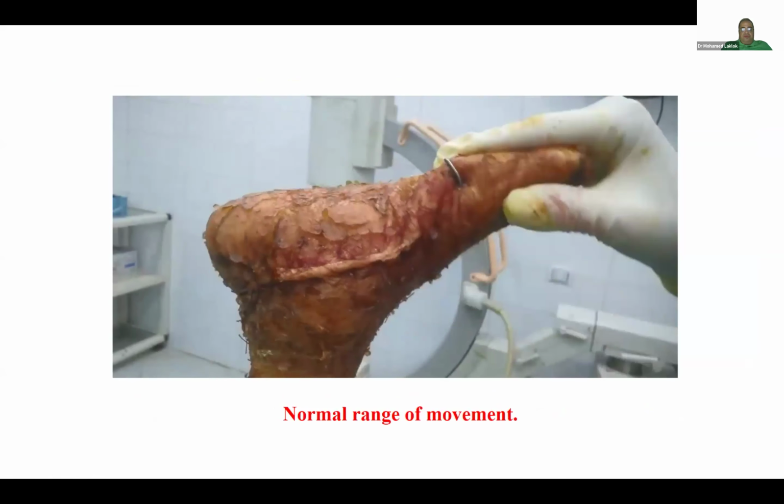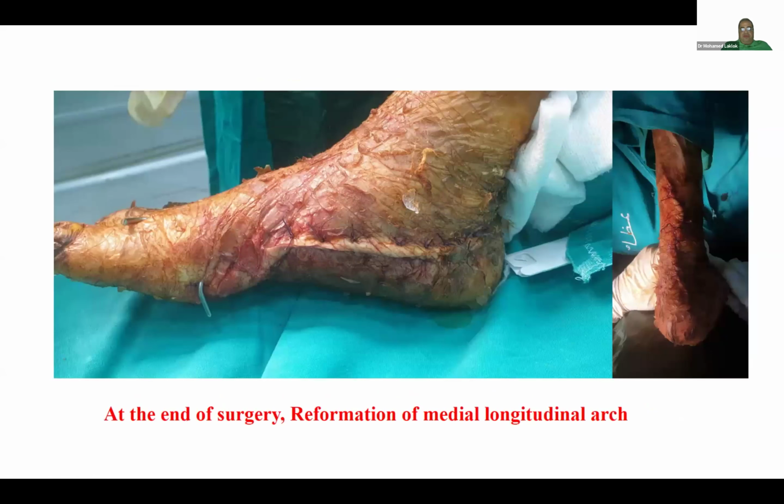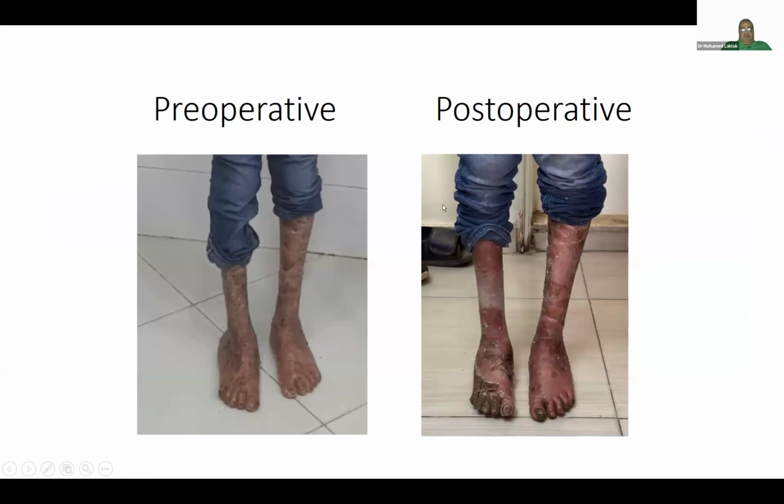Normal range of movement post-operatively. At the end of the surgery, formation of the medial longitudinal arch. This is a photo of the leg before surgery and after the surgery. We can compare photographs of the patient preoperatively and post-operatively.